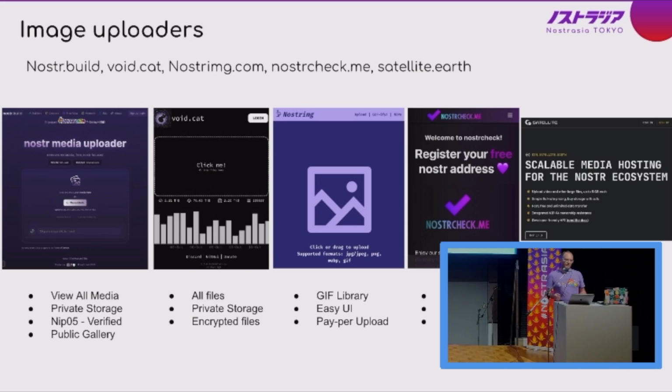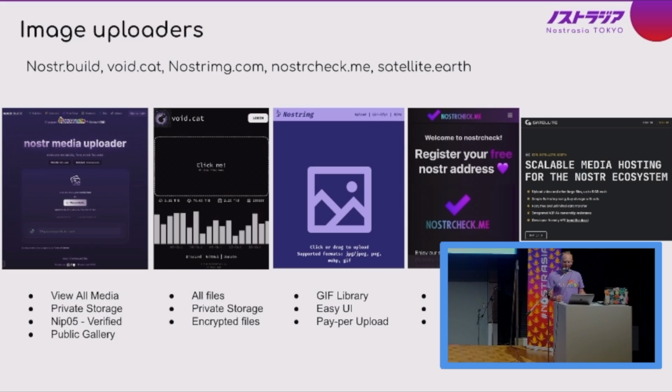Nostr Image has a little different payment model. Nostr.Build, VoidCat, and NostrCheck.me are all completely free, right? We have paid accounts, but you can upload your imagery completely free too. With Nostr Image, you can upload super cheap, like a penny or something, but it does have a pay structure for each image you upload. Satellite Earth is also a very up-and-coming, popular uploader, but you also pay for usage of the upload image.